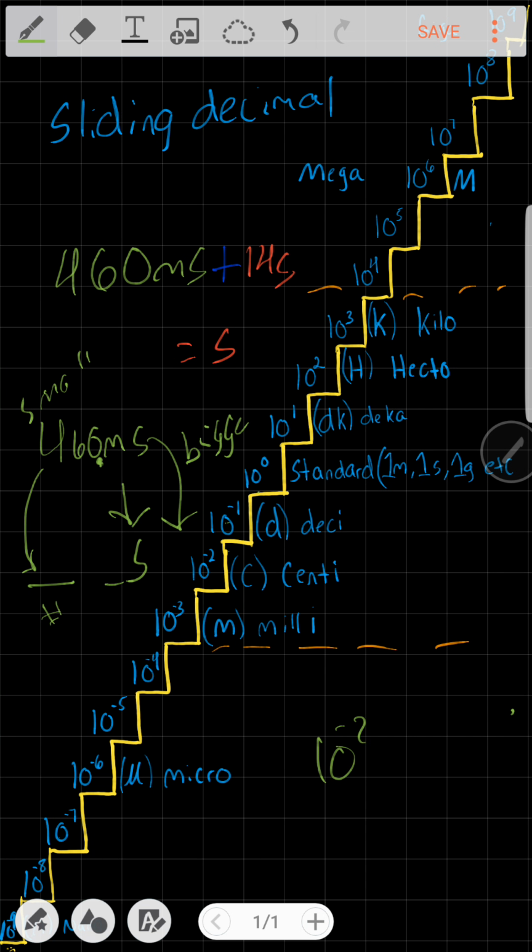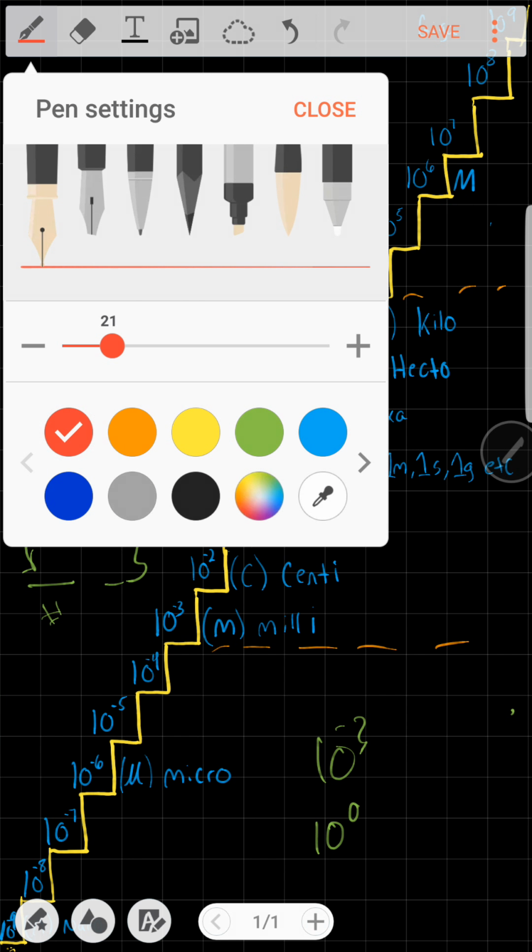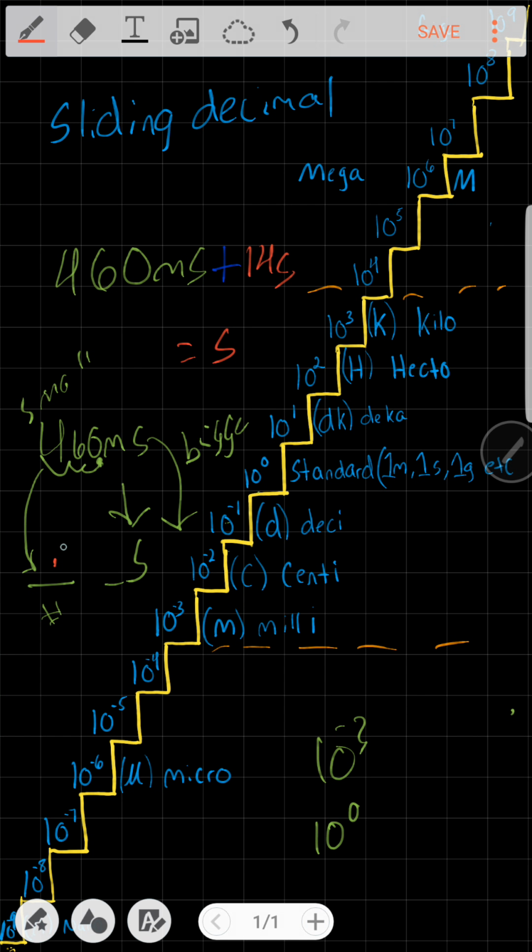10 to the negative 3 versus 10 to the 0. How many places is that? Well, that's a total difference on a number line of 3. So I'm going to move my decimal 3 places. 1, 2, 3. 3 places. So my new number, and now it's in a new unit, is 0.460 seconds. That's my new number.